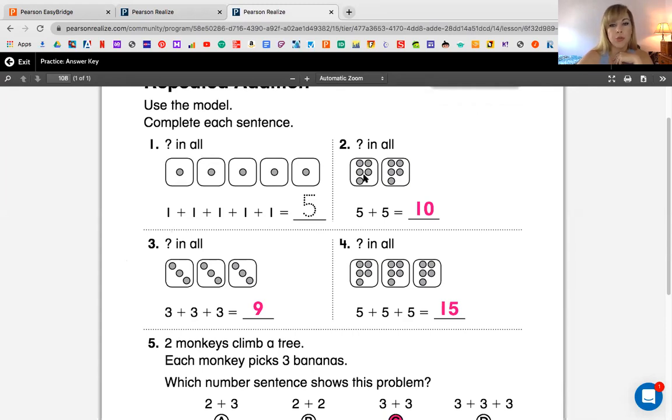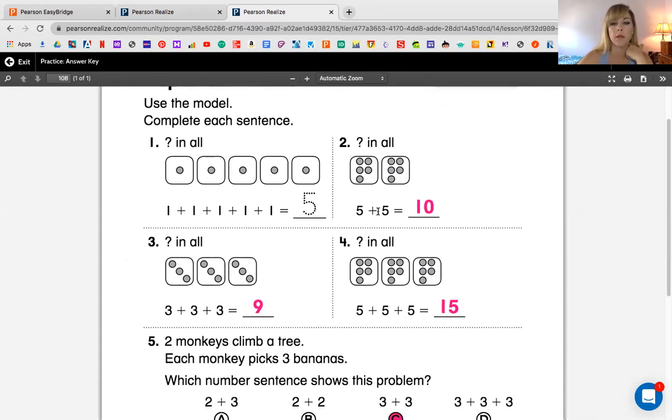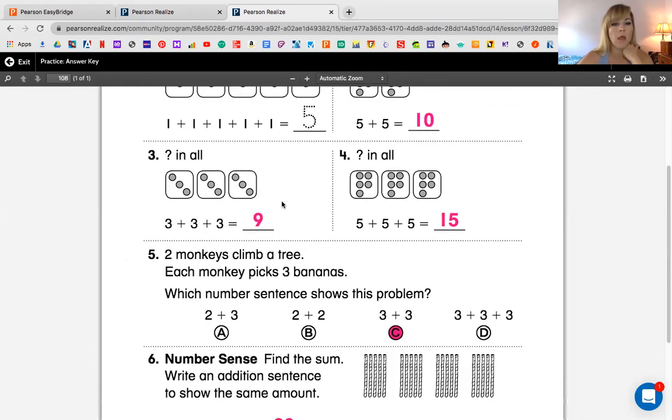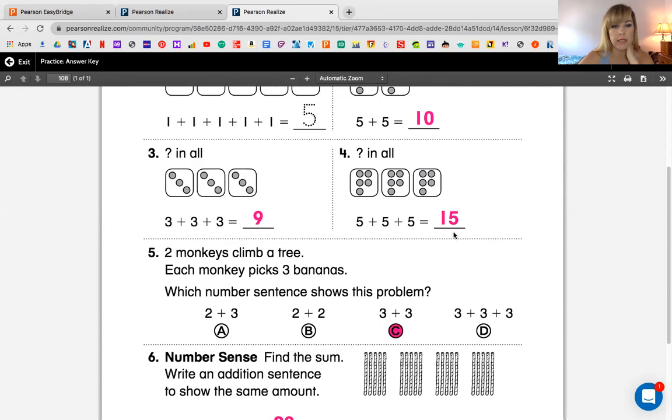Number 2, there's 2 boxes. Now these boxes each have 5, so I can do 5 plus 5. So I'm adding 5 two times. So 5 plus 5 is 10. Number 3, I have 3 boxes of 3. So I'm doing 3 plus 3 plus 3 equals 9. Number 4, I have 3 boxes of 5. So 5 plus 5 plus 5 equals 15.